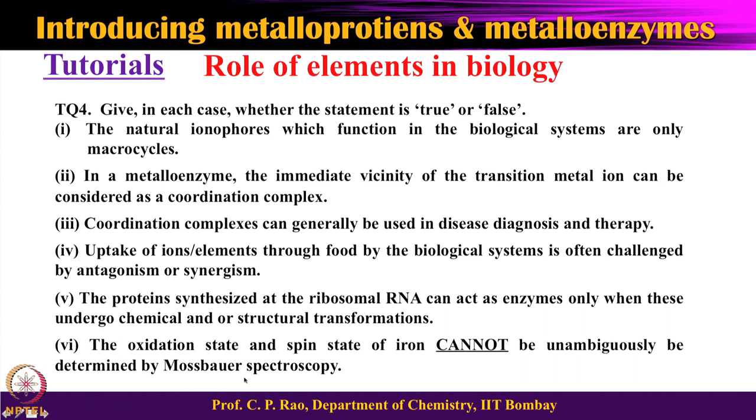Okay, the oxidation state and spin state of an ion cannot be unambiguously determined by Mössbauer spectroscopy. No, that is not correct. It can be very unambiguously determined, because this is the only technique where you can measure and identify both the oxidation state and spin state of the iron.